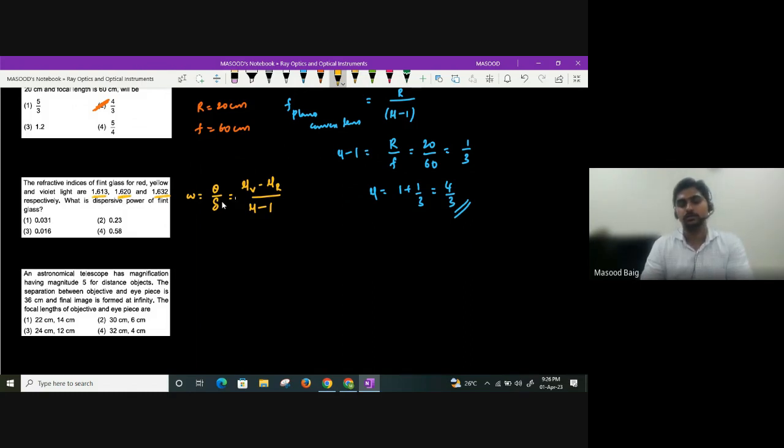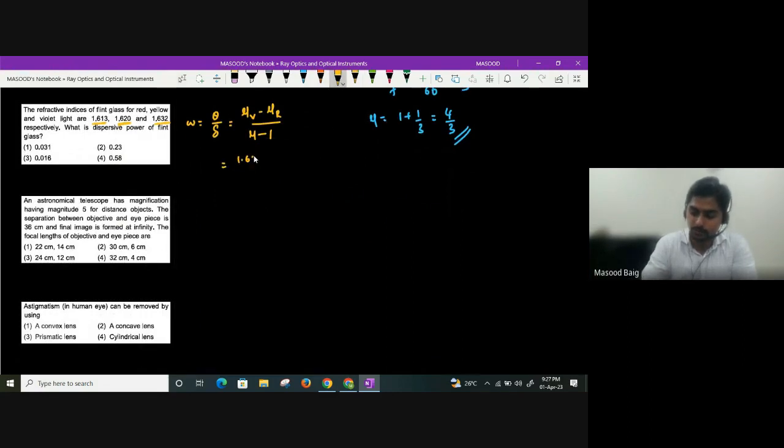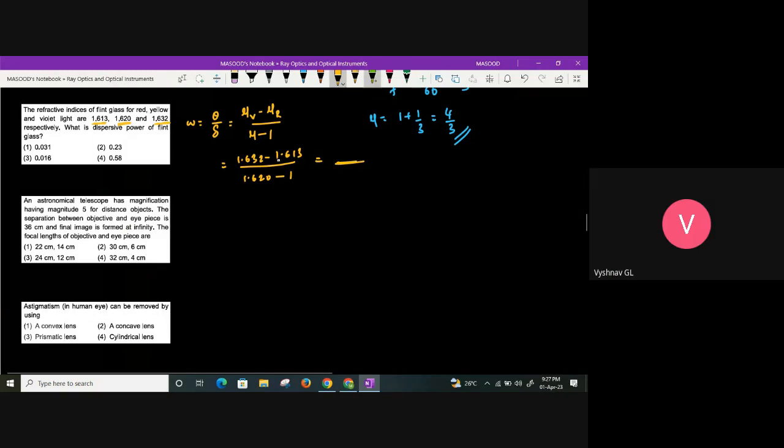Can you solve for this question? Yes or no? Can you solve it? I'm not doing it again. So I can write 1.632 minus 1.613 divided by 1.620 minus 1. Can you solve for this, all of you? Yes. You can do this question.